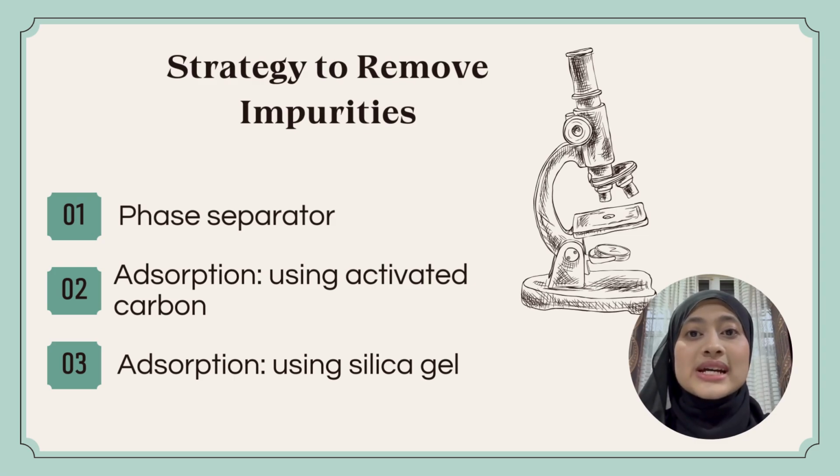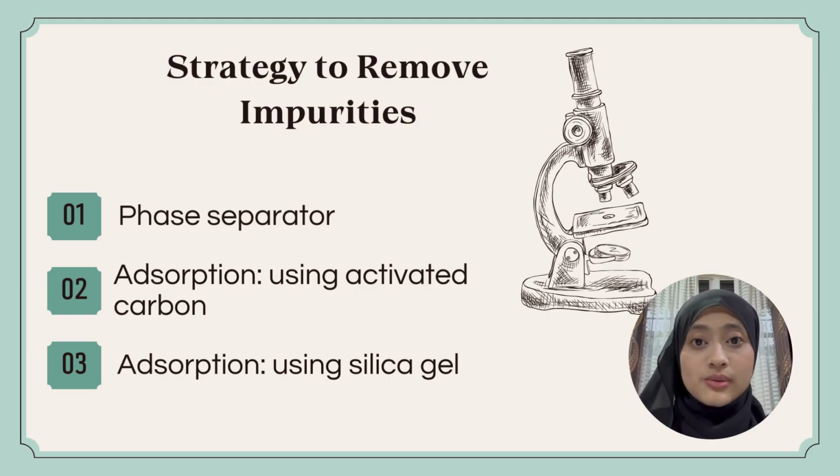First, we will use a phase separator that will operate at around 25 degrees Celsius to separate water from the gas stream in liquid phase. At this step, most water can be removed, as at 25 degrees Celsius, only water is in liquid phase and other compounds are in gas phase. This step is crucial since we know that water is the major contributor to the impurity content.